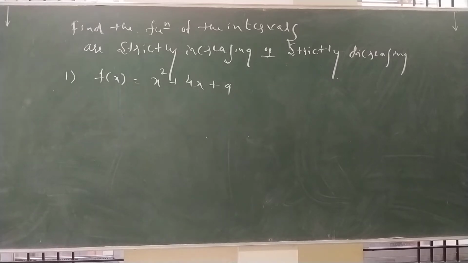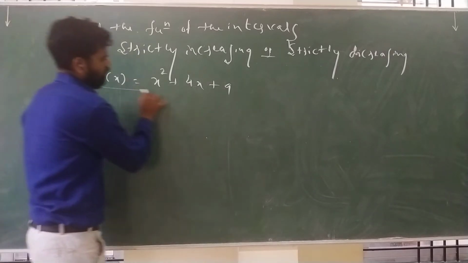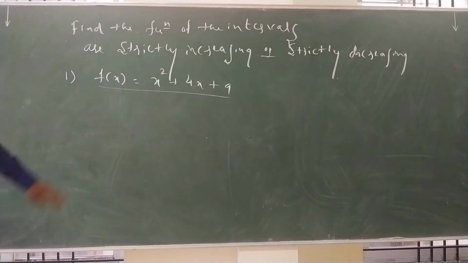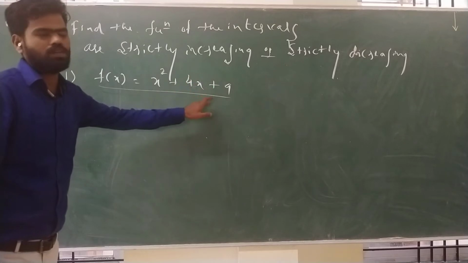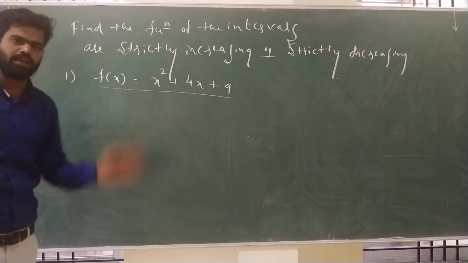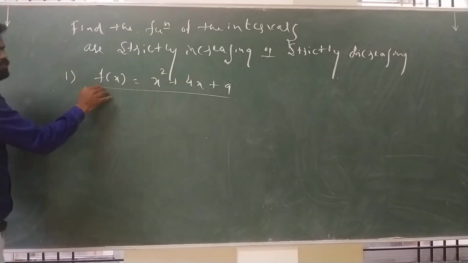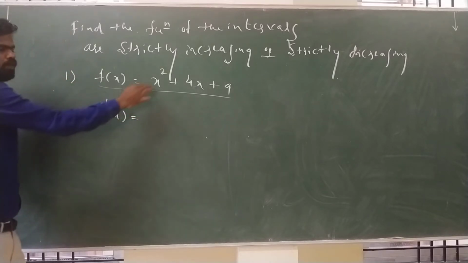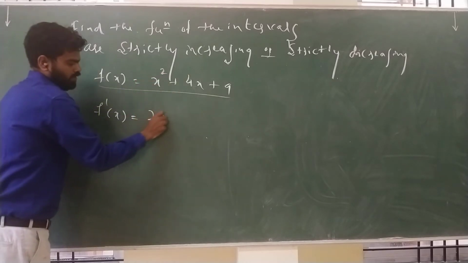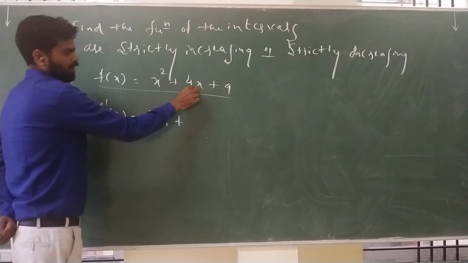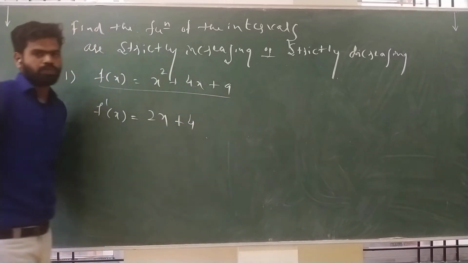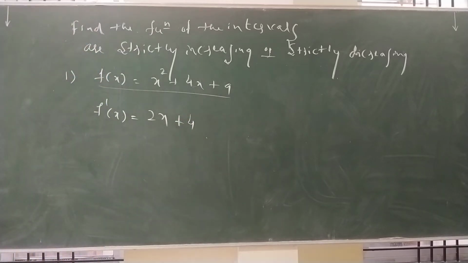First one: f of x equal to x square plus 4x plus 9. This is the curve of the function. It is a very simple function, and we have to find the intervals of strictly increasing or strictly decreasing. This is f of x. What is f dash of x? f dash of x equals d by dx of x square, which is 2x, plus d by dx of 4x, which is just 4. So 2x plus 4 is f dash of x.